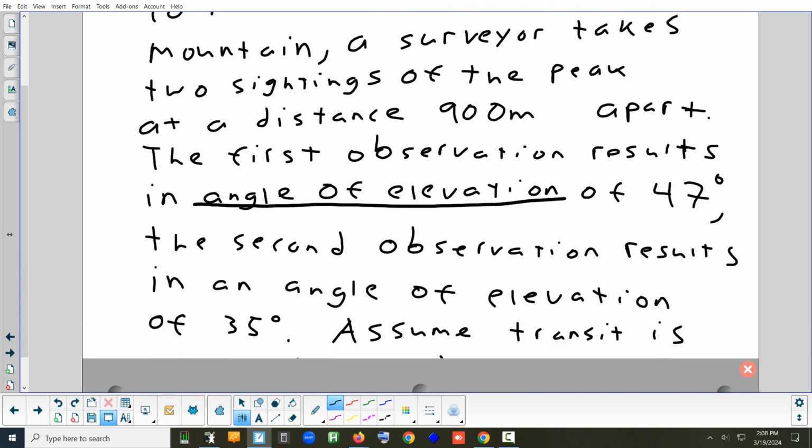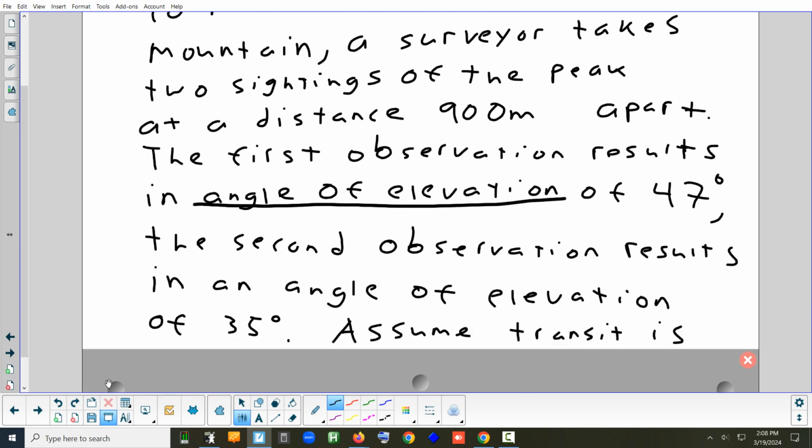So the second angle is 35 degrees. So the three important numbers are 900, 47, 35.